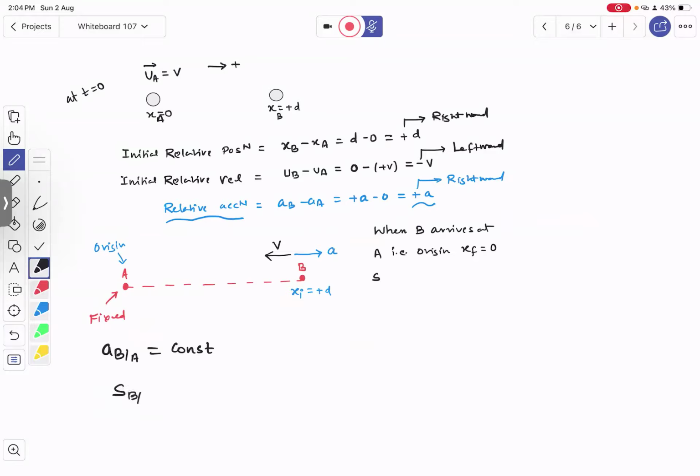See, got the point now. I'm writing S equals UT plus half AT squared. But whose displacement are we observing? Displacement of B from which frame are we observing?